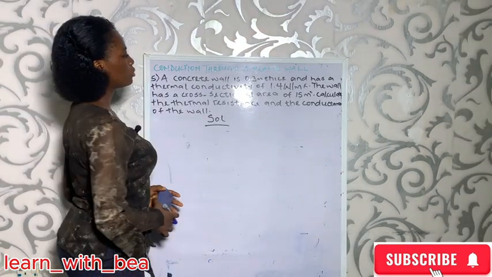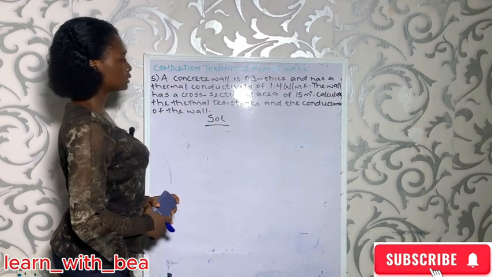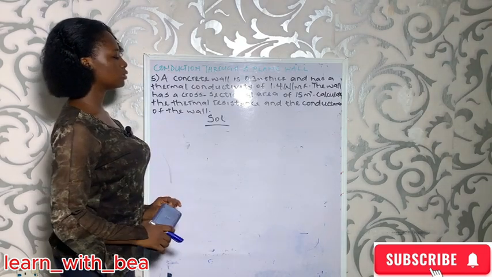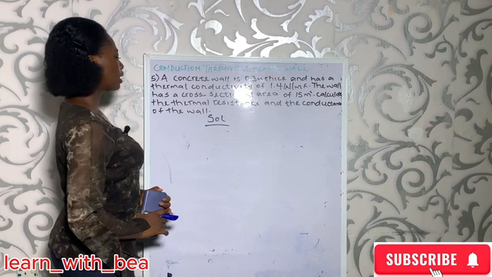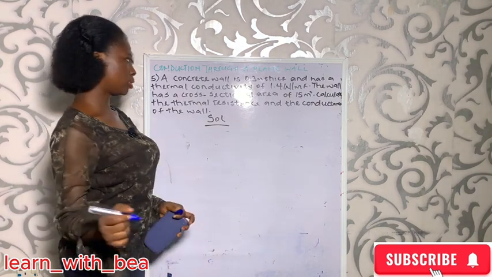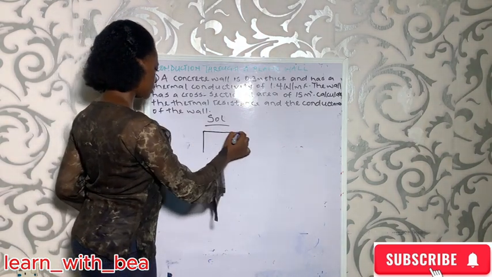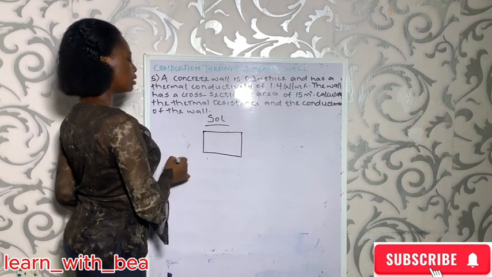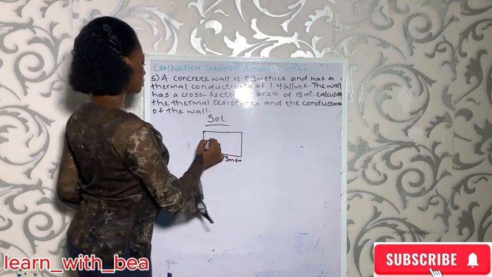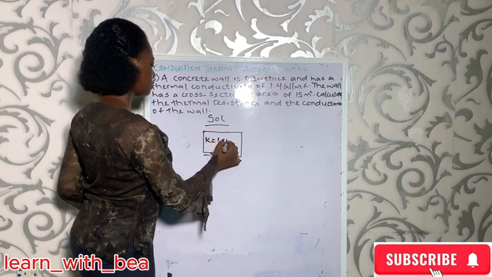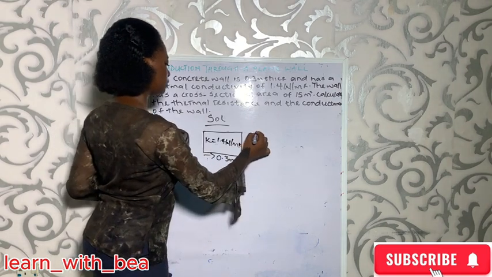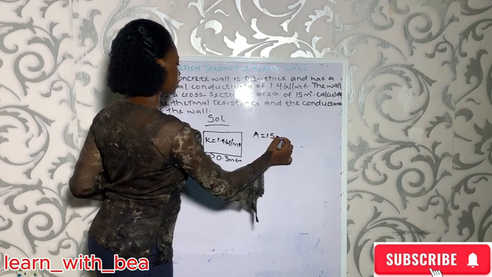A concrete wall is 0.3 meter thick and has a thermal conductivity of 1.4 watts per meter Kelvin. The wall has a cross-sectional area of 15 meters square. Calculate the thermal resistance and the conductance of the wall. So let's write out our parameters. So we have this as the wall. It is 0.3 meter thick. It has a thermal conductivity of 1.4 watts per meter Kelvin. The wall has a cross-sectional area of 15 meters square.